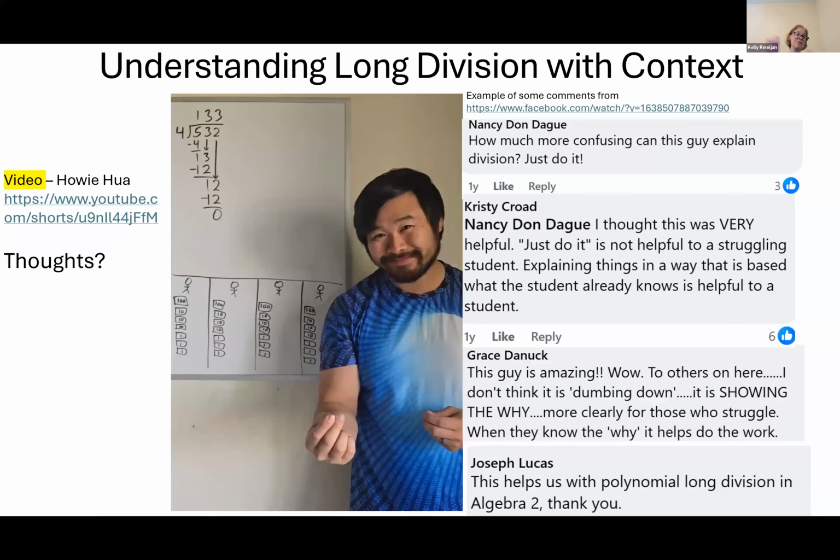They're using credit cards or other means with tapping phones and such on money. But I still think money is a good connection because students, at least high school students, always become interested in making money as they get older. So something to think about in terms of understanding long division with context.